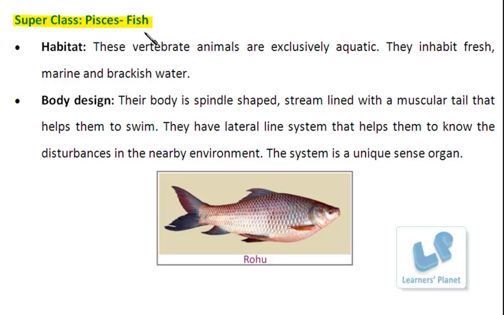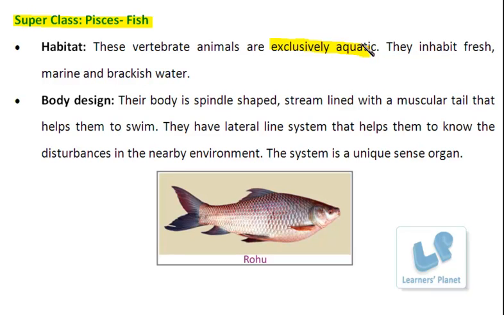These vertebrate organisms are exclusively aquatic. That means they live in the water. Completely exclusively, they survive only in the aquatic habitat. And definitely it is possible that the type of water may vary according to the type of fish or the different species, right?